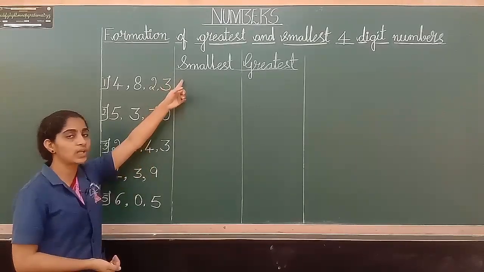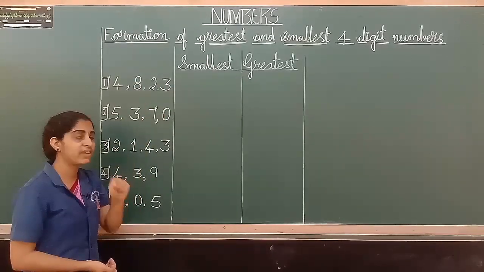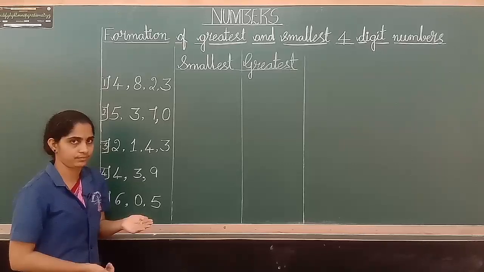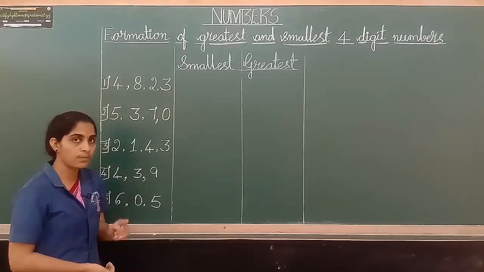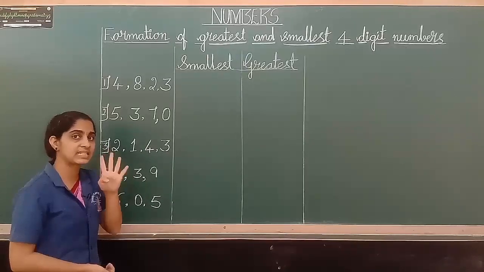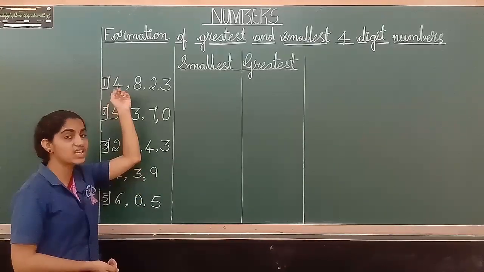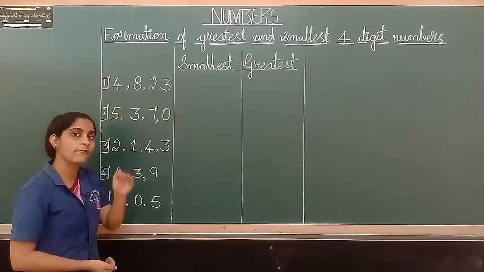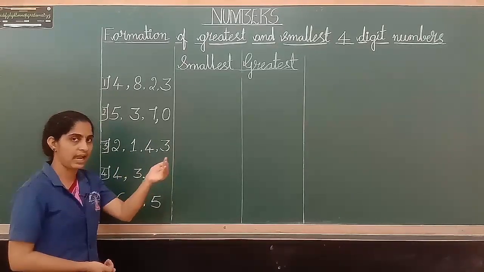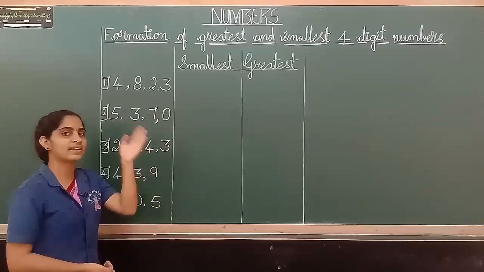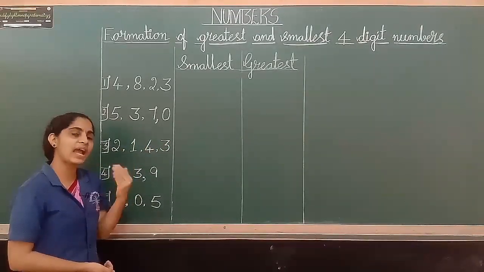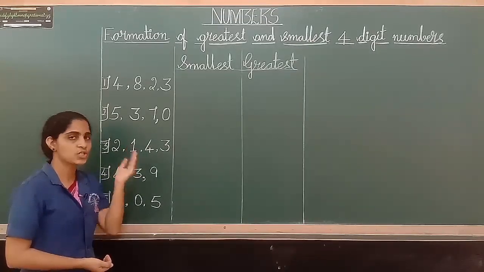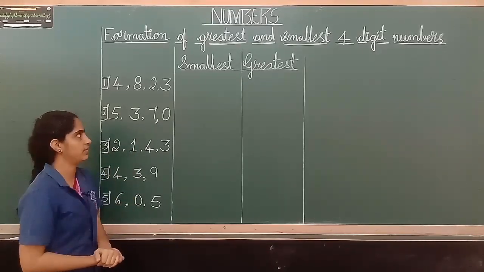To form the smallest 4-digit number, we have to arrange these digits in ascending order. I repeat, to form the smallest 4-digit number, we have to arrange these digits in ascending order. That means from smaller to greater. And for the greatest number, reverse of that one. That means we have to arrange the digits in descending order, from greater to smaller. Let us do that one.